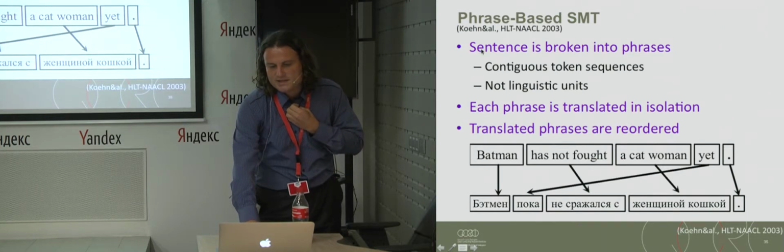The idea is it has three steps. The first step is, you start with an English sentence and chop it into phrases. Those phrases are just sequences of words. They don't have to be linguistic units. Then you translate each phrase in isolation, and finally you reorder the phrases. So here Batman is translated as a phrase, "has not fought" as "не сражался с", and so on. And finally you rearrange so that this "yet" becomes "пока" at the second position and so on. That's the model.